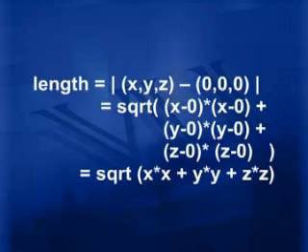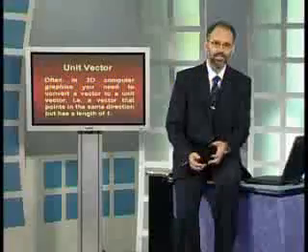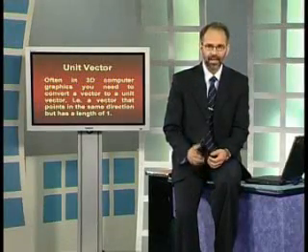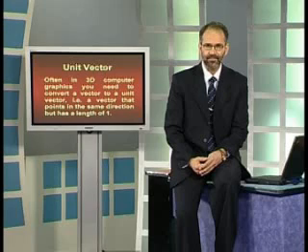Therefore x minus 0 gives us an x minus 0, another x into x is x square. So we have square root of x square plus y square plus z square, and that would give us the length or magnitude of the vector. Then there is a concept of the unit vector. A unit vector is one that has its magnitude or its length equal to 1.